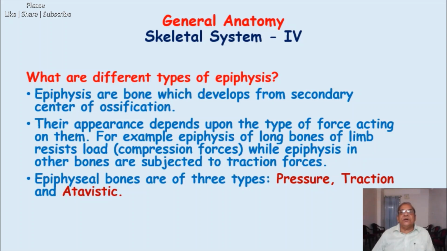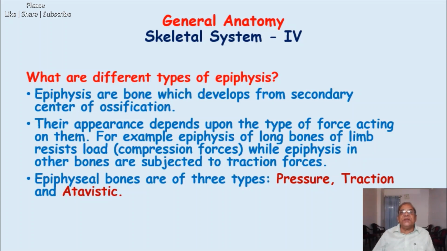Now we just talk here about the different types of epiphyses. Epiphyses in long bones are at the ends, the upper end and the lower end. But in other bones, besides the ends, they may be at some other places. The formation of these epiphyses depends on some factors, which are the forces acting onto the bones. They will lead to the formation of the epiphyses.